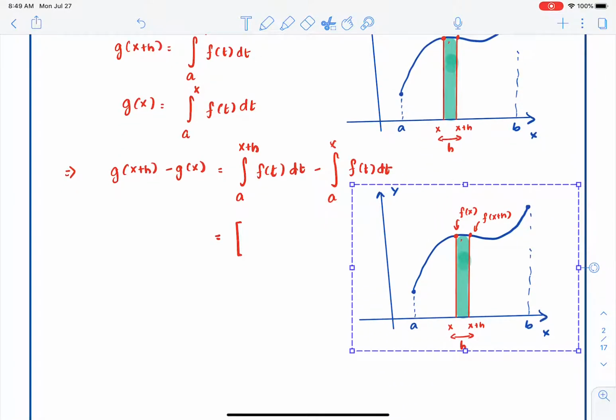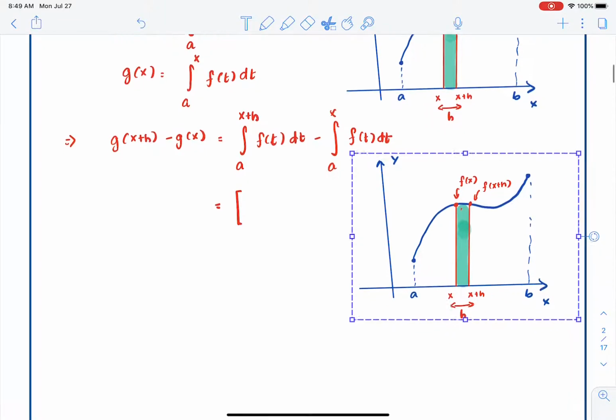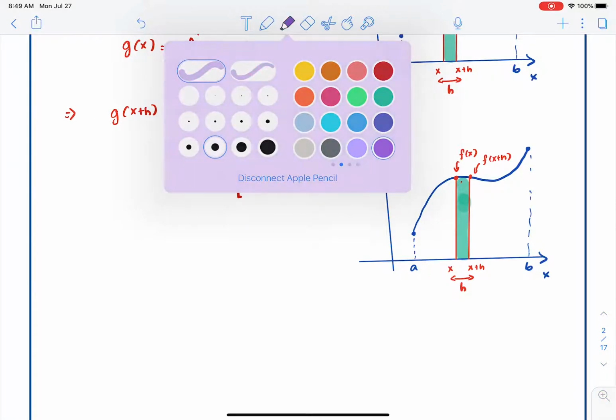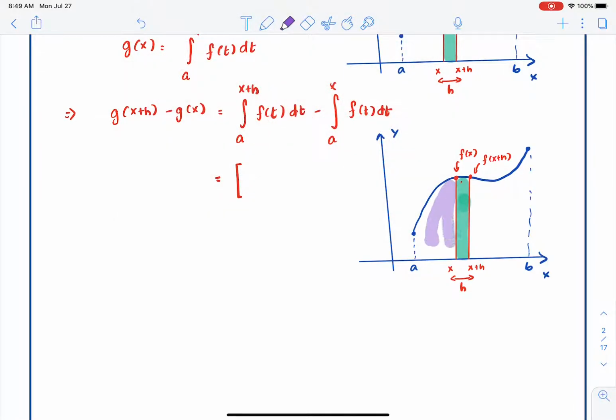So I can rewrite the area up to x plus h as this. So the area from a to x and the area from x to x plus h. So if I call this A1 and if I call that A2, the area from a to x plus h is simply A1 plus A2. And then I have the third term, minus integral a to x f of t dt.